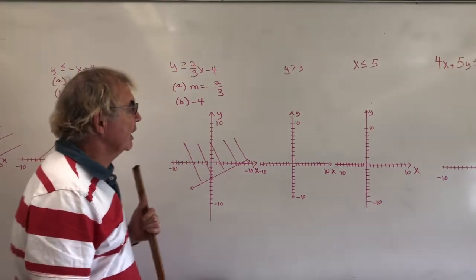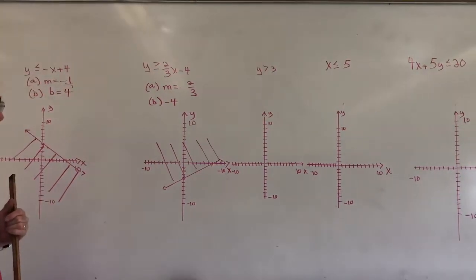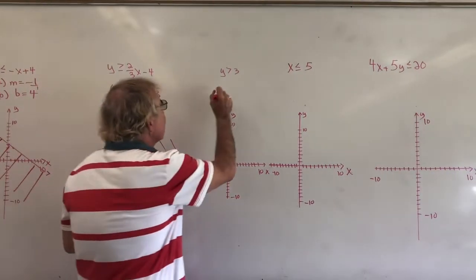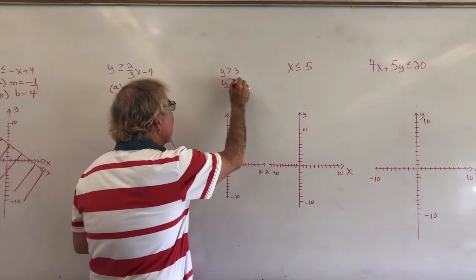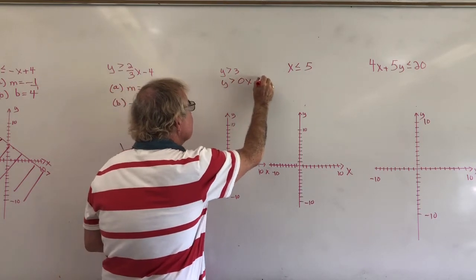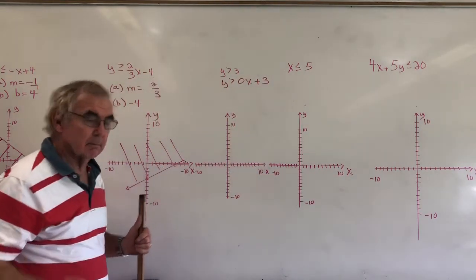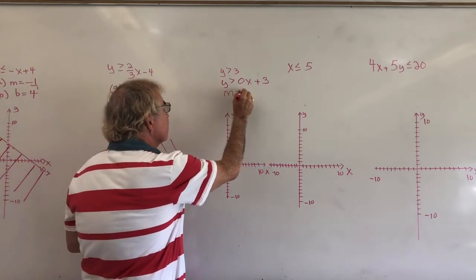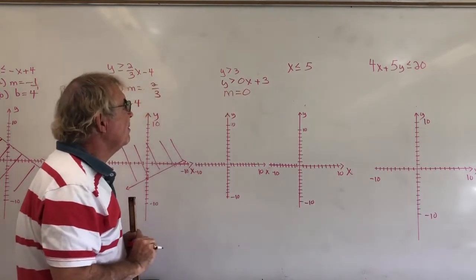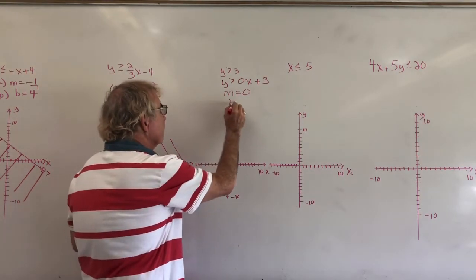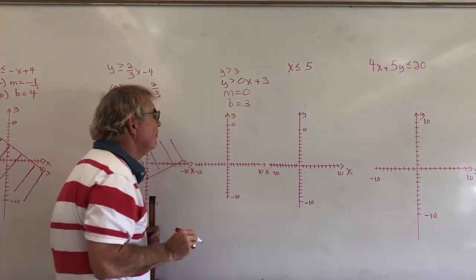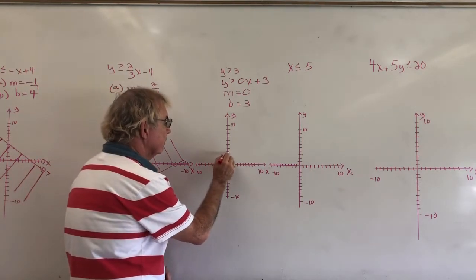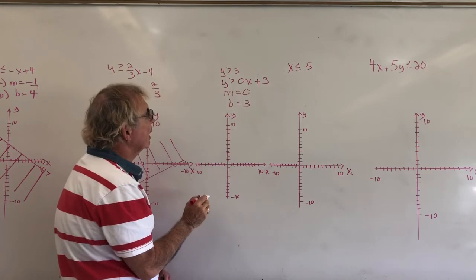All right, our next one should be easier, but there's no x. So if it makes you feel better, write that: 0x. So what's the slope? The slope is 0. The intercept is 3. So we go up to 3. Now, what's our rise? 0.